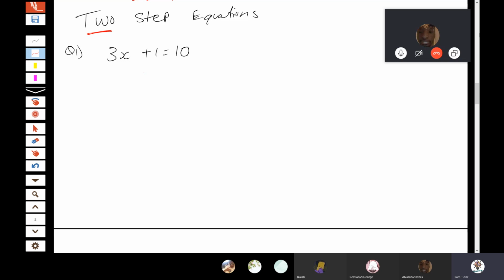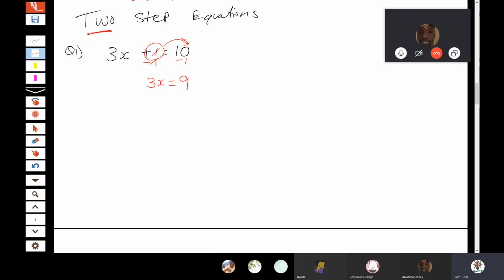So the first step is you have to get rid of your plus and minus first. Okay, so step 1, get rid of this one. You leave what's attached to the x till the end. So we've got to leave this till the end. All right, when I minus 1 here and I minus 1 here, or when I move the 1 over, you're left with 3x, not just x like you were before. 3x equals 10 take away 1, which is 9.